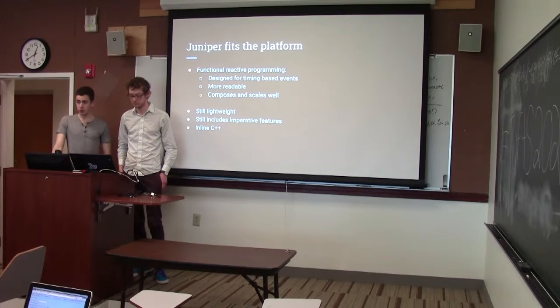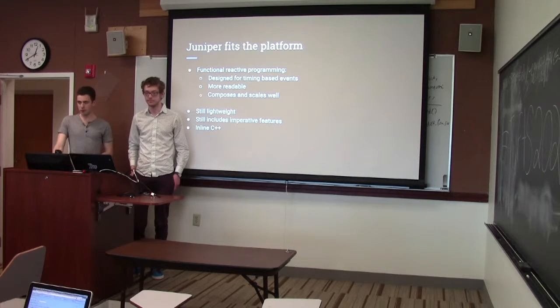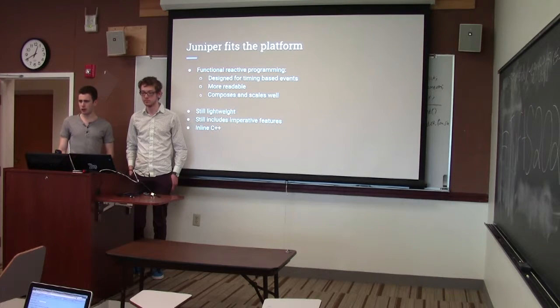So our solution was to build a functional reactive programming language called Juniper, custom fit for it, inspired by a bunch of other functional languages. Some features. The reason we did FRP was because it's designed for timing-based events, and the Arduino problem space is very much based on that. FRP is usually much more readable, especially if you know the language, and because it's more compact, effective code, it really helps its case. And it composes and scales well, so when you add new components, it doesn't often completely restructure the complexity of your program.